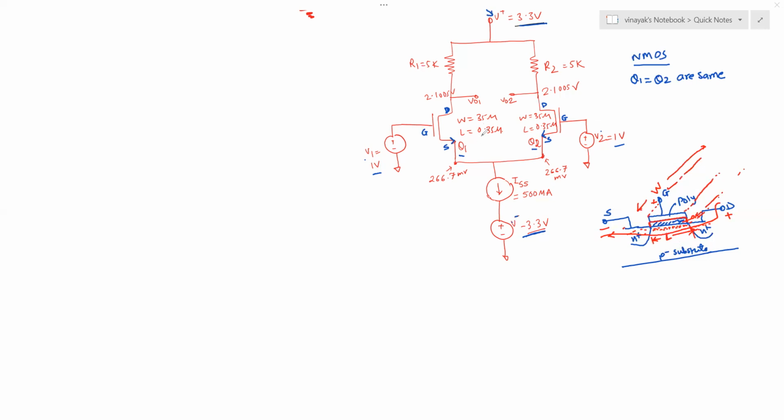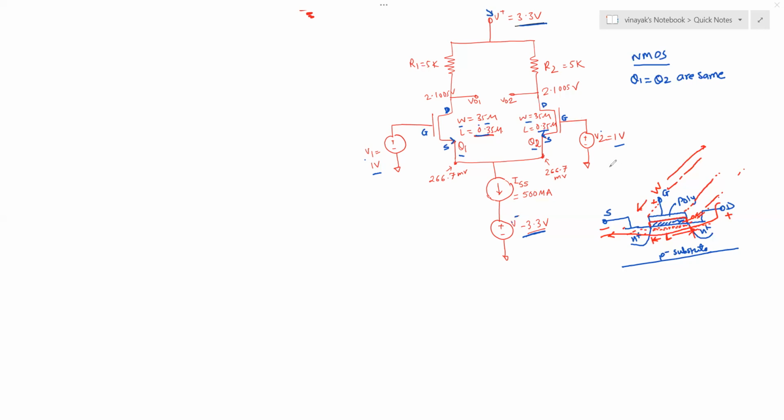So the channel length for each of these transistors is 0.35 micron, or 350 nanometers, and the width is 100 times larger, that is 35 microns for each transistor.